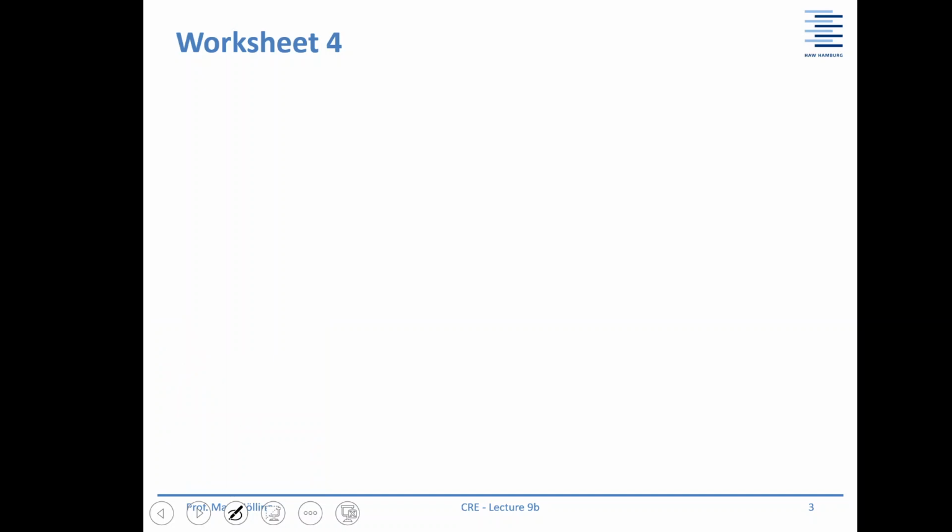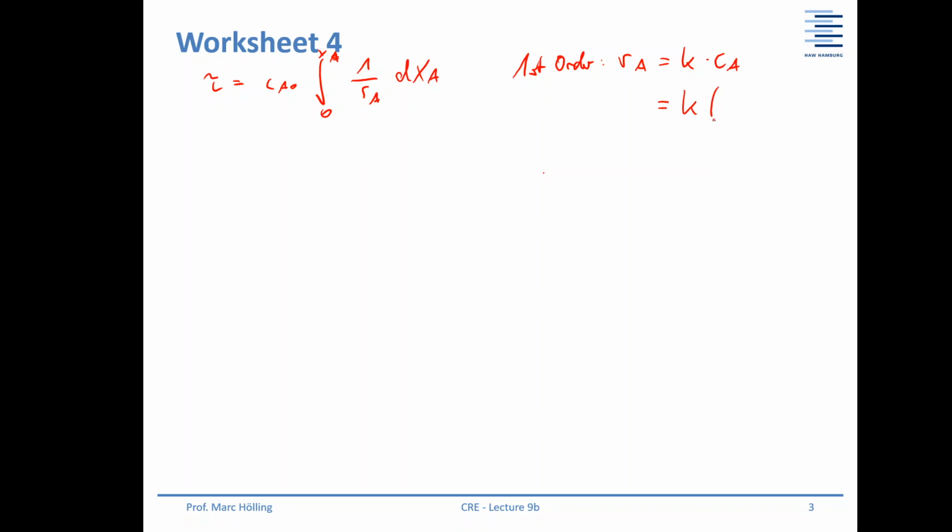So I hope you all found the equation that your residence time is the same as your starting concentration, and then you have to solve the integral from 0 to your conversion of 1 over Ra, the reaction rate of component A, times dXa. Oh, this A is ugly, let me draw it new. Okay, and here we had a first order reaction. So first order, this means Ra is the same as k times Ca. And this you can rewrite as k times Ca0 times (1 minus Xa).